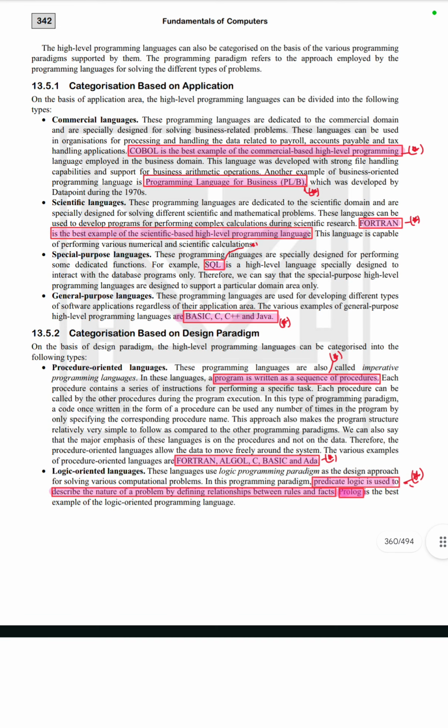Categorization based on design paradigm. Procedure oriented languages: a program is written as a sequence of procedures.